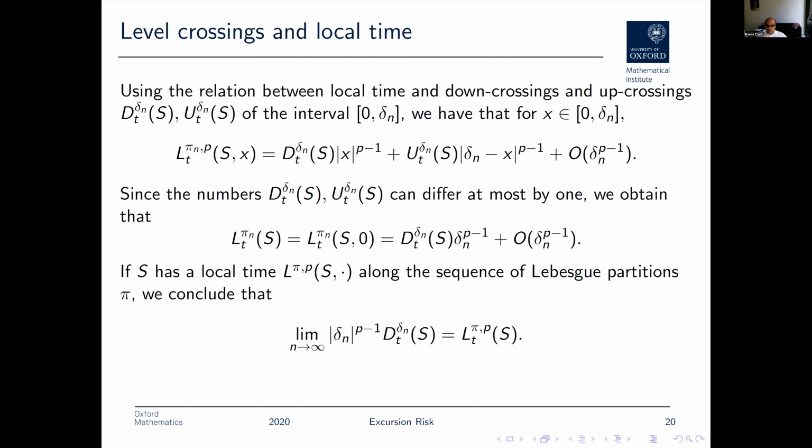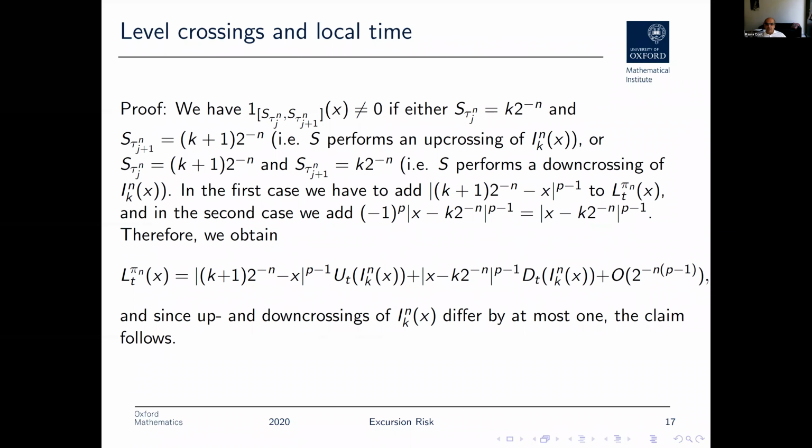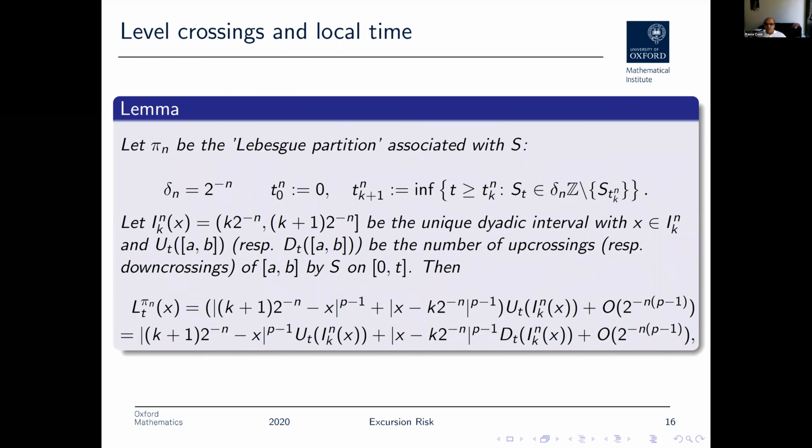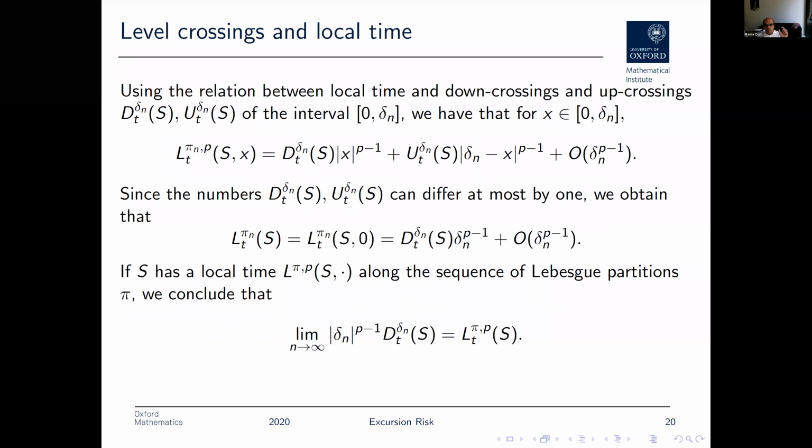Okay, how does that work? Well, let me recall just what I showed you. I showed you a formula relating the local time and the up and down crossings, but this is for a general interval A, B. In fact, we only care about the interval near 0. So I'm going to apply this now to the interval 0, delta. Delta is our trading threshold. So I'm going to index delta by n. So delta n is 2 to the minus n. You can think of it as 2 to the minus n, but any delta going to 0 works here.